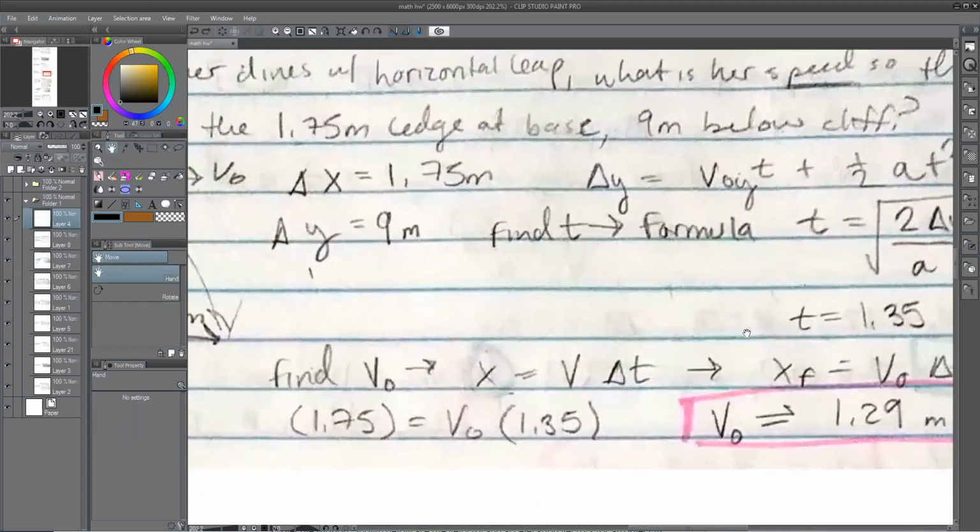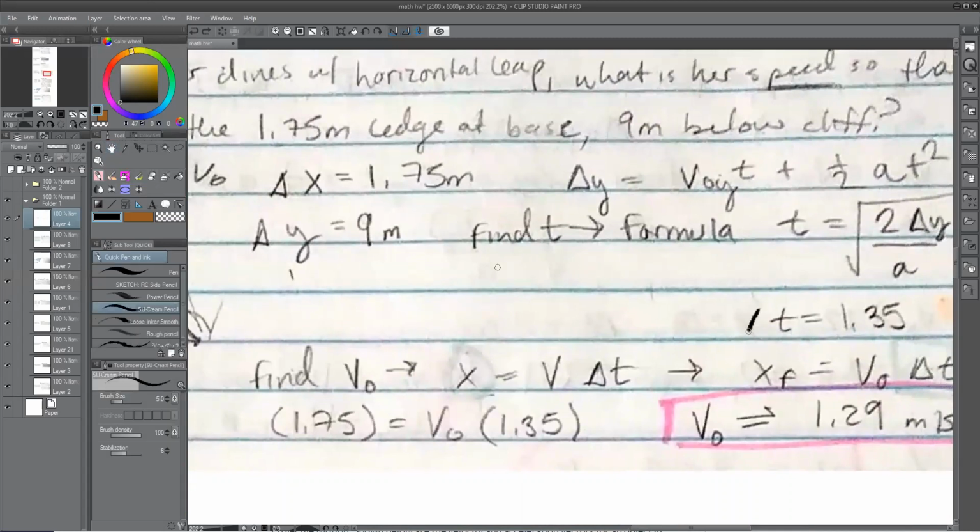So once I know the change of t, this is technically delta t, but since t initial is 0, you can just consider this t final, which is why I'm not putting the delta symbol all the time. So now that I know t, I have to find v initial. We know that x is equal to v times delta t. Technically this could be considered delta x, x final, or x at the value of t. It's up to you how you define it.